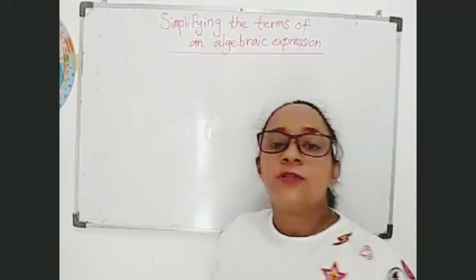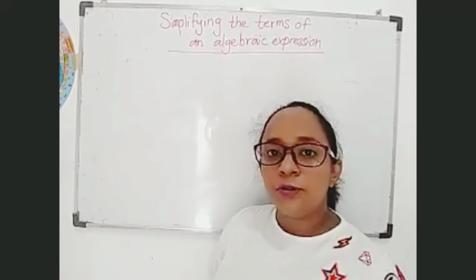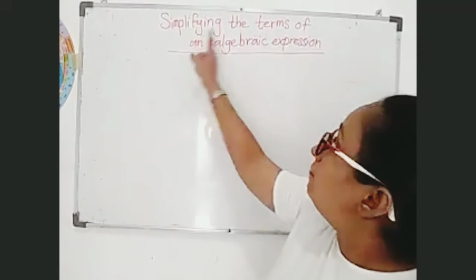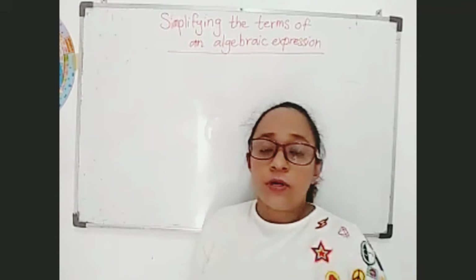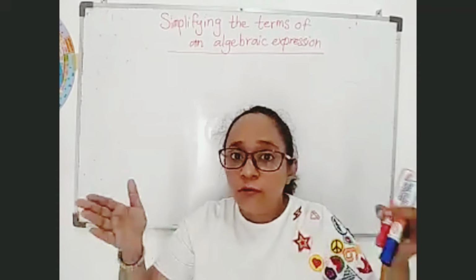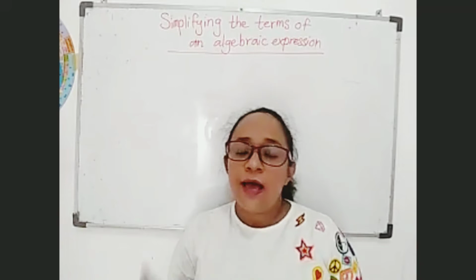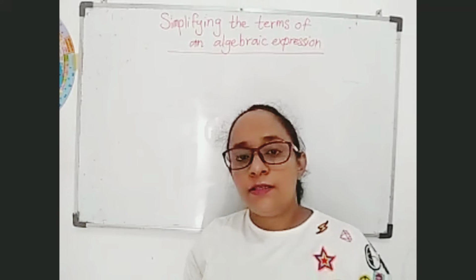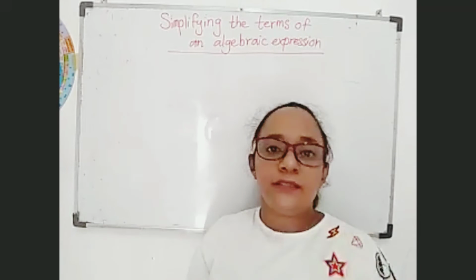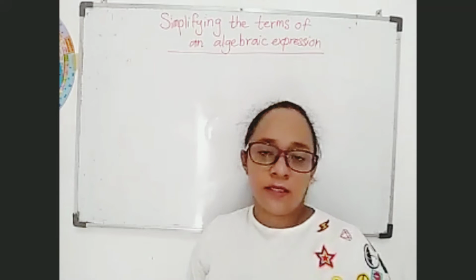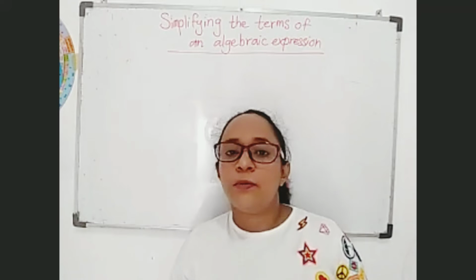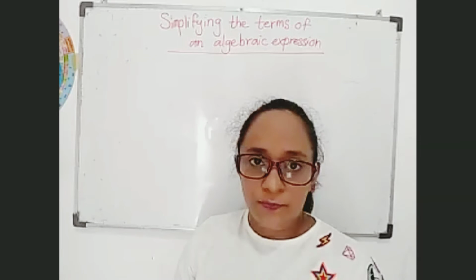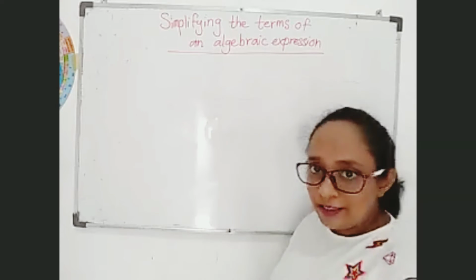Right. So the next part that we are going to discuss is simplifying the terms of an algebraic expression. Now we have some long algebraic expressions and we are going to simplify them by considering the similar terms. We are going to see how to simplify a given algebraic expression by considering like terms. Right? So let's go for an example.